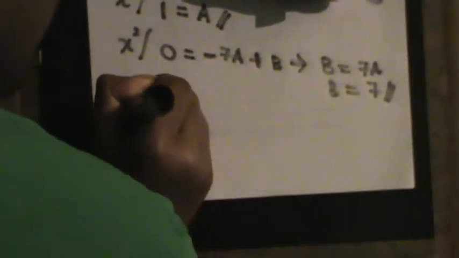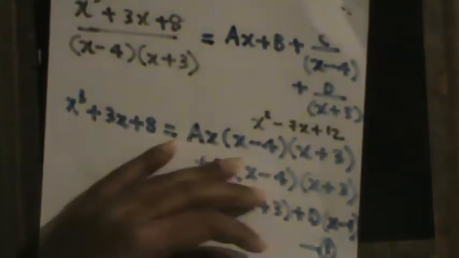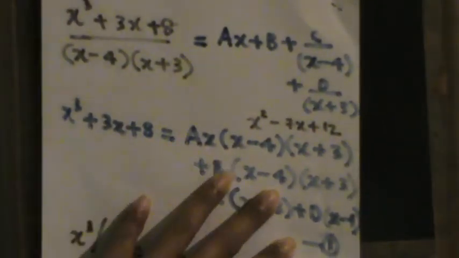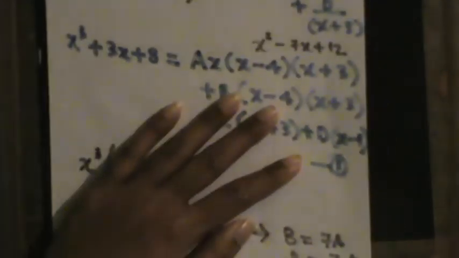I found the value of a to be 1. So b is now equal to 7 times 1, which is 7. So I can find the value of b also directly. Now to find the value of c and d, first of all I will equate the x terms. When I equate the x terms, I am left over on the left side with 3x.